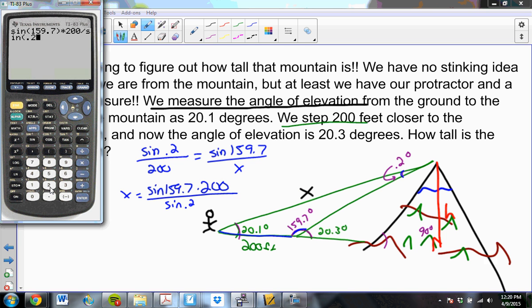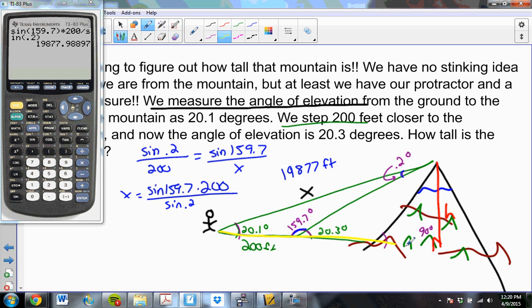Let's check to make sure that all looks okay. I think that looks fine. And we get 19,877. So this distance here is 19,877 feet. It's 19,000 feet. Well, we can assume that mountain is going to be substantially shorter, but we'll have to find just how much shorter.